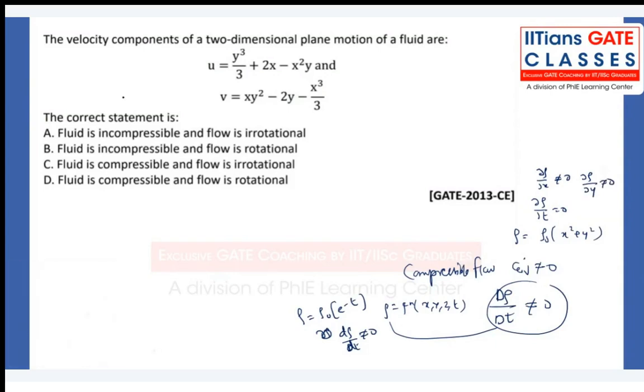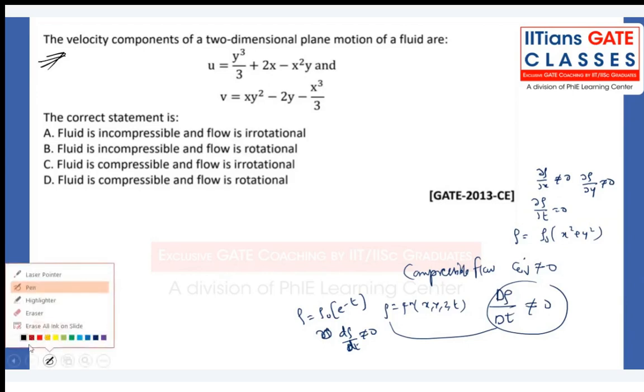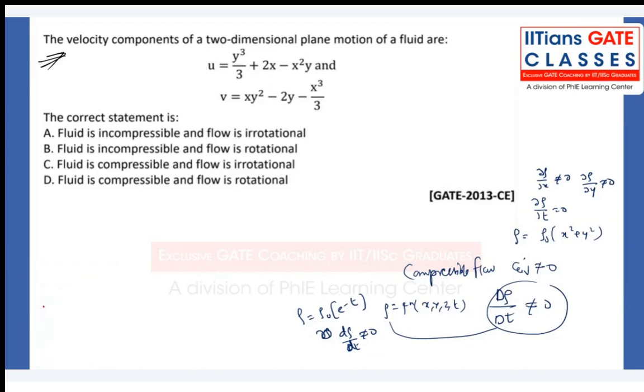This particular problem. Velocity components u and v in a two-dimensional plane motion flow field have been given. They are asking whether the fluid is incompressible or not. What do we have to do? How to solve that? Whether the flow field is incompressible or not.